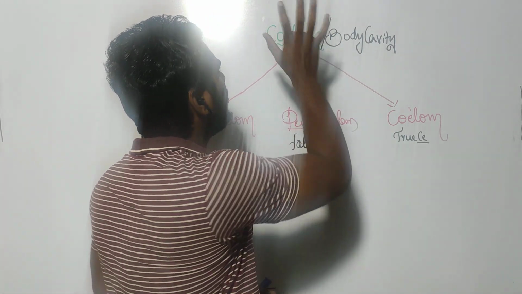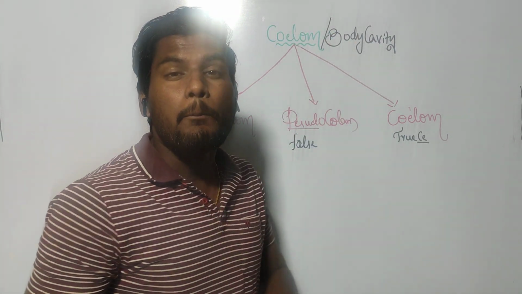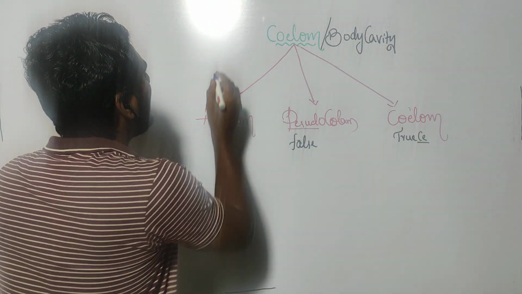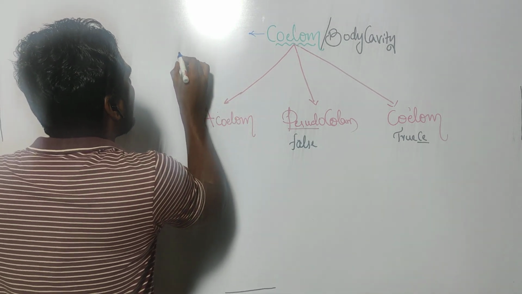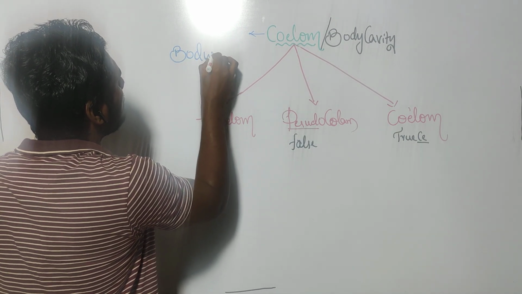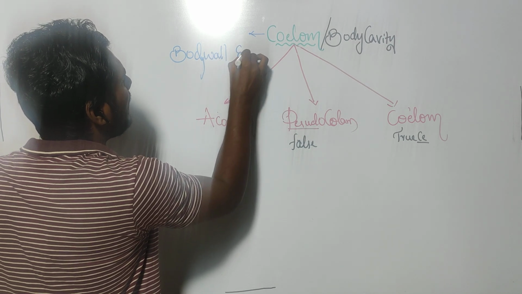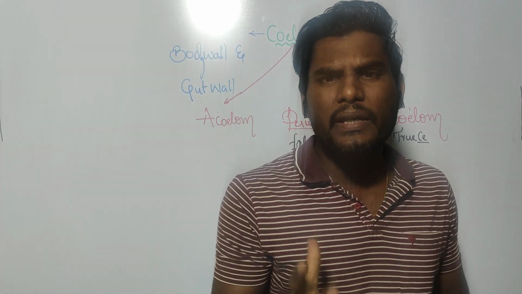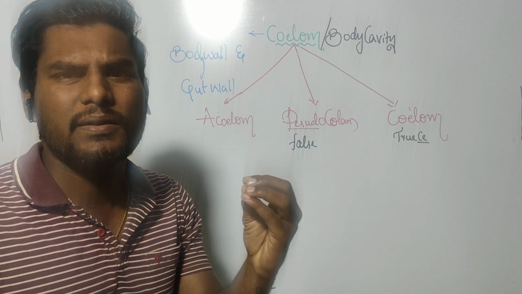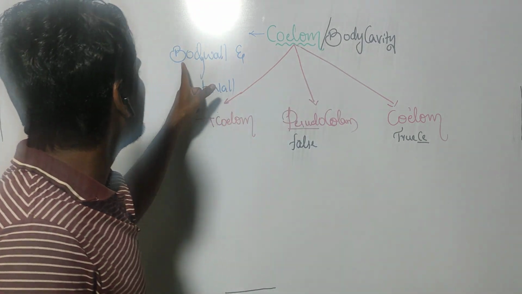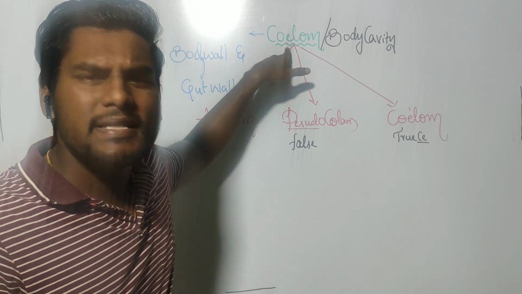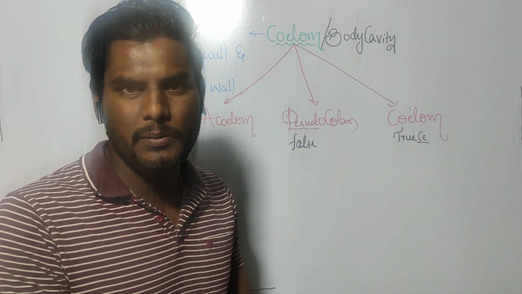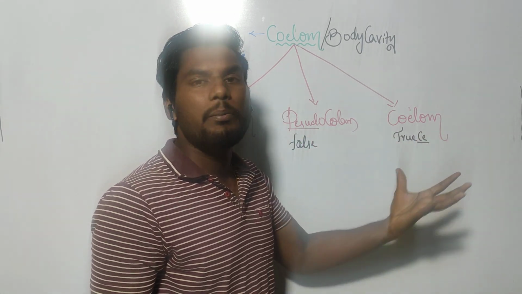Remember first, coelom means a body cavity: the presence of a body cavity between the body wall and the gut wall. What is the gut here? Our alimentary canal, with the anterior opening the mouth and the posterior opening the anus. The presence of an empty cavity between the body wall and the gut wall is known as the coelom. So coelom is of 3 types: coelom, pseudocoelom, acoelom. Acoelom means coelom is absent, pseudocoelom means a false coelom, and coelom means a true coelom.